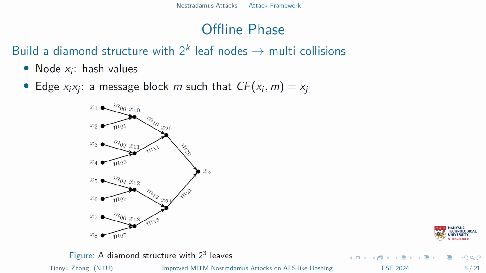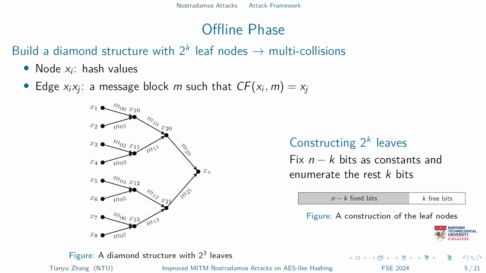So the Nostradamus attack, as introduced before, consists of two phases. The offline phase is to build a diamond structure with 2^k leaves, where each node is a hash value and each edge is a message block that connects hash values through the compression function. A simple way of constructing those leaves is fixing n minus k bits of the leaves as constants, maybe all zeros, and then enumerating the remaining k bits so that we have a nice structure of those 2^k leaves.